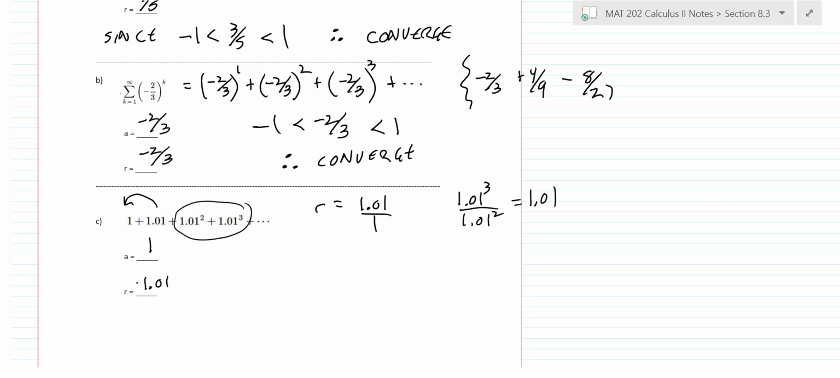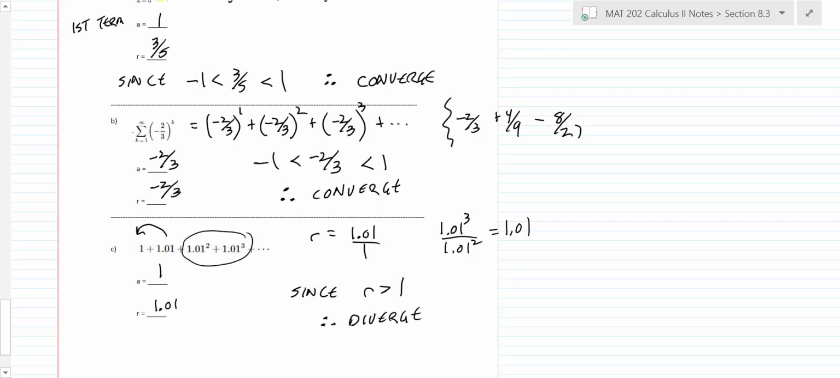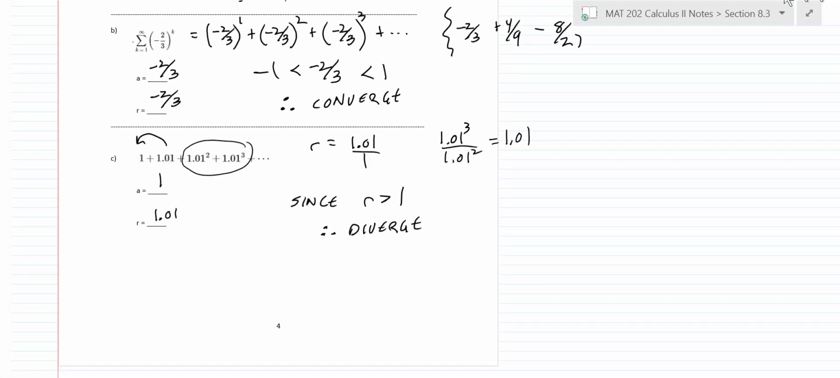Diverge. How come? Because it's bigger than 1, right? Okay, so since R is greater than 1, therefore that would diverge. Okay, that's the idea. So what you want to get in your mind on this is if it's between -1 and 1, it converges. Otherwise, what does it do? Diverges. That's it. Diverges means the sum ends up going to infinity or does not go to some specific value. Okay, like that.